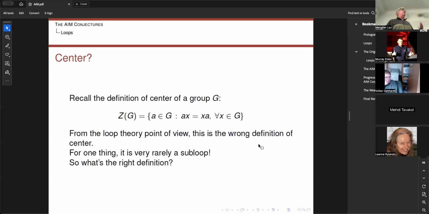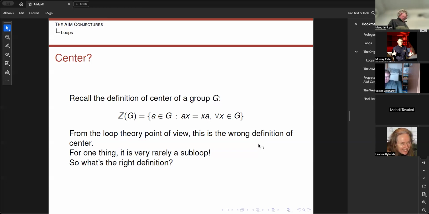So let's talk for a moment about the center. So here's the definition of the center of a group: the set of all elements that commute with everything. So you might guess, just naively, that this would be the correct definition of the center for a loop. And you could certainly write it down and call it the center if you wanted to. But in a sense, it is the wrong definition for various reasons, not the least of which is that this particular set is very rarely a subloop.